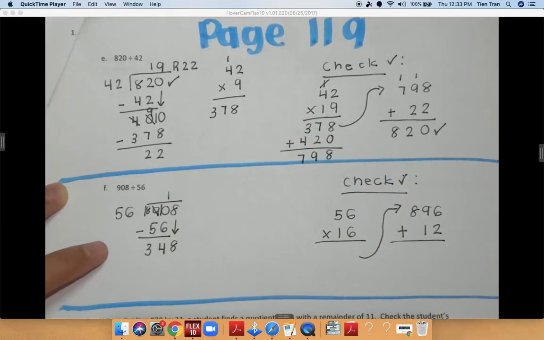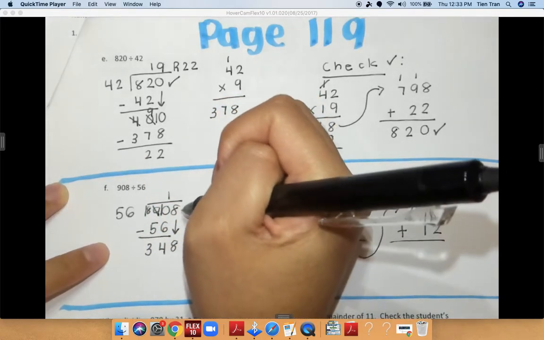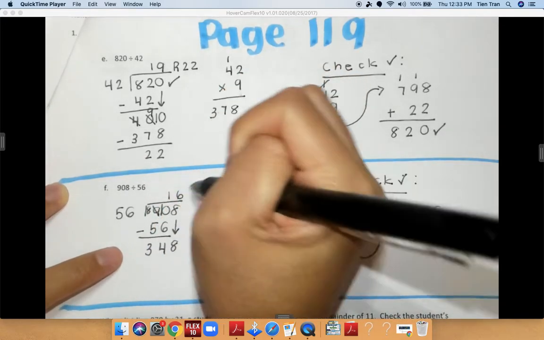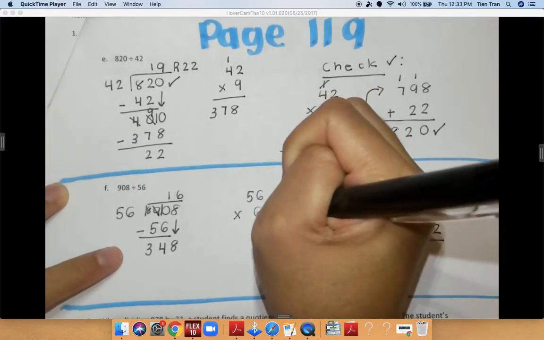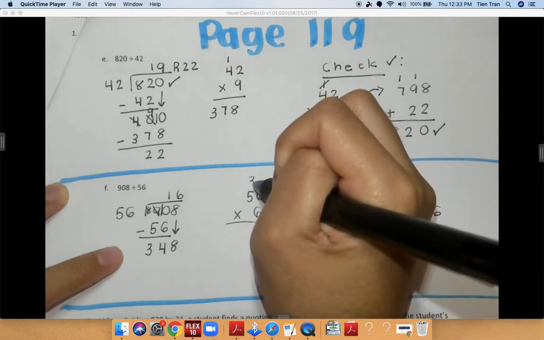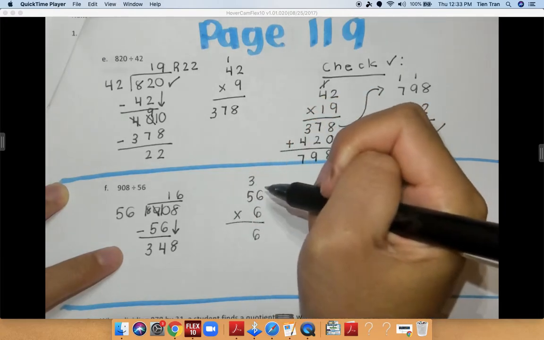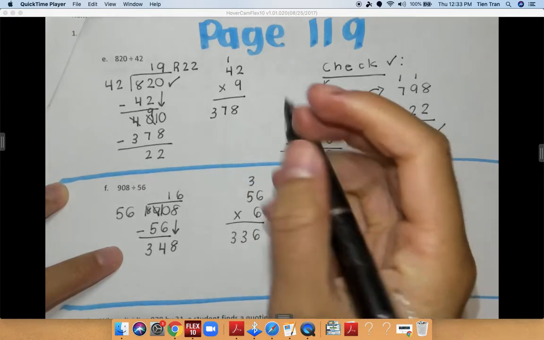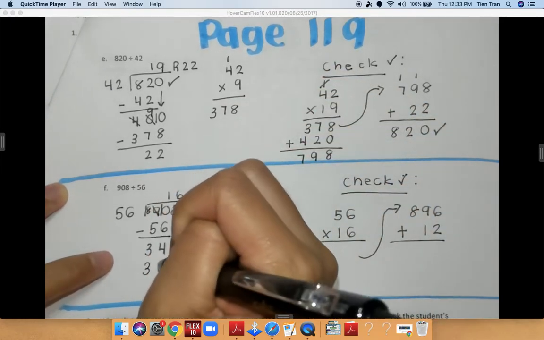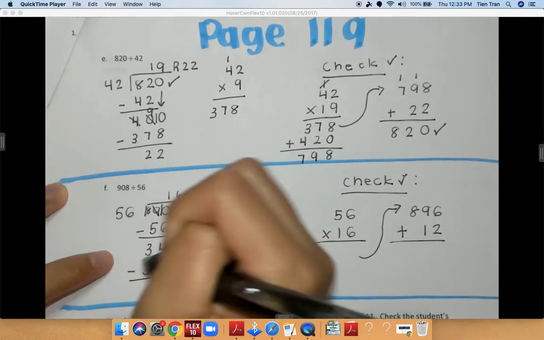Now I need to figure out how many times 56 can go into 348. And I'm going to think about 6 times. Let's multiply. 56 times 6. 6 times 6 is equal to 36. 6 times 5 is 30, plus 3 is 33. 336 is very, very close. So now I'm going to subtract.